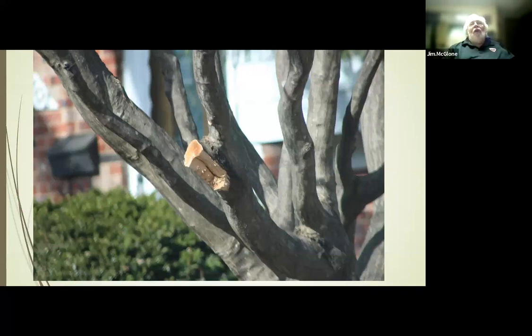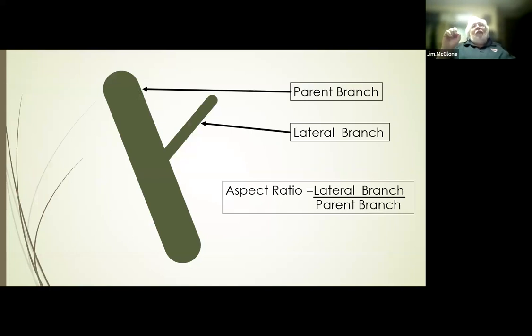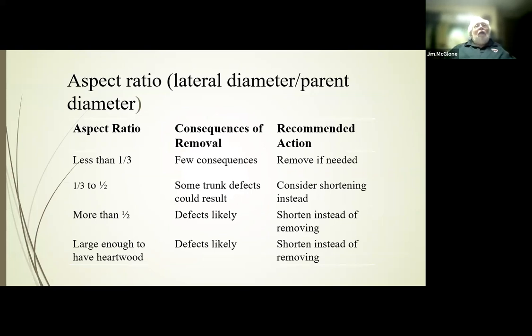Now, the question then becomes, do you do a removal cut or do you do a reduction cut? When we look at this and think about it, it's helpful to think of something called the aspect ratio, which is the ratio of the diameter of the lateral branch to the parent branch, that is, of the smaller piece to the larger piece. And depending on what that aspect ratio is, you should either make a removal cut or a reduction cut. And the critical aspect ratio is 1/3. So if you're looking at a branch that is less than 1/3 the diameter of the piece you're going to remove it from, you can go ahead and do that with few consequences.